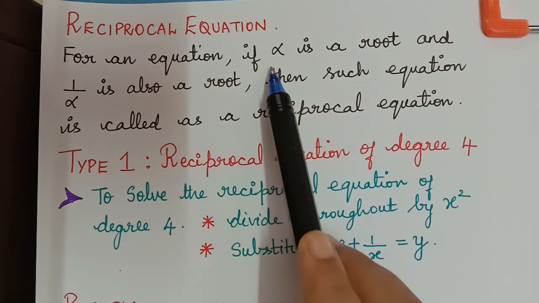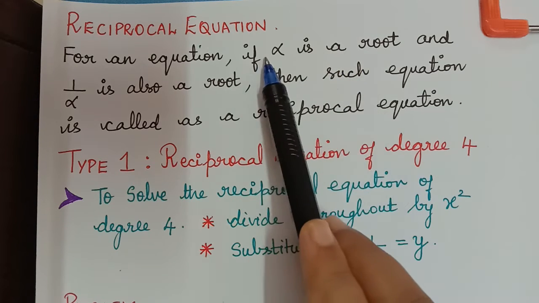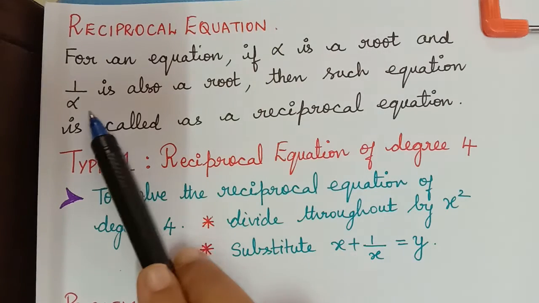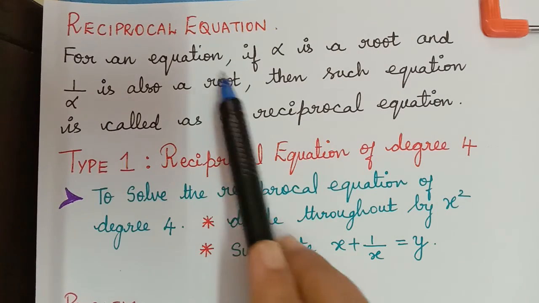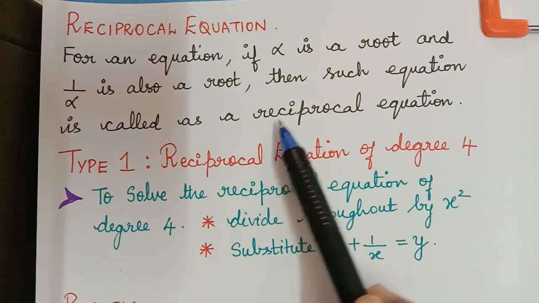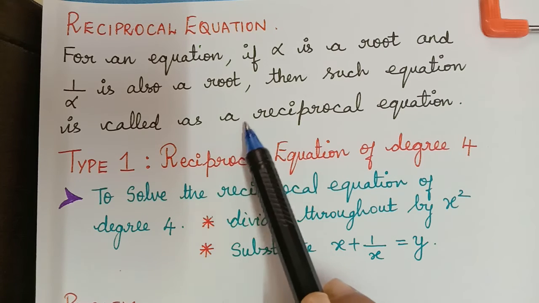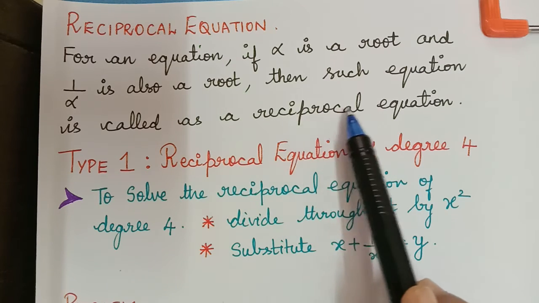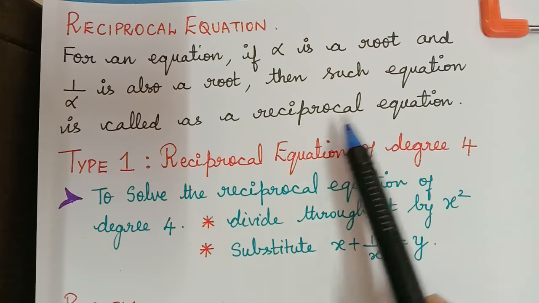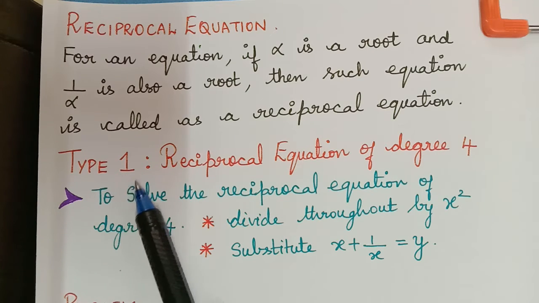So now, if alpha is a root of the given equation and the reciprocal of this root, which is 1 by alpha, is also a root, then such an equation is called as a reciprocal equation. Now under this topic, we will be learning three types of reciprocal equation. In this video, we will learn about type 1. In our upcoming videos, we will be learning about type 2 and type 3.